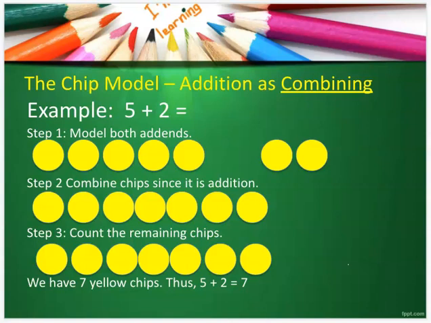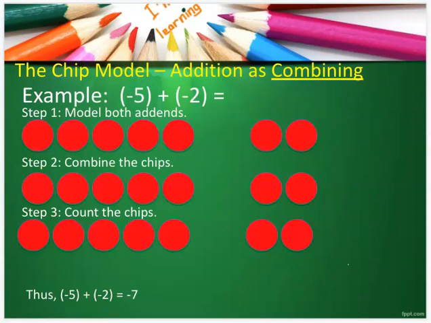So step 1, model both addends. So I modeled the first addend with 5 yellow chips and the second addend with 2 yellow chips. Now I'm going to join or combine these together since it's addition, and then I'm going to count the chips. So we have 7 yellow chips because 5 plus 2 is 7.